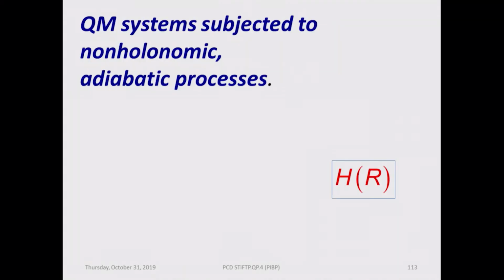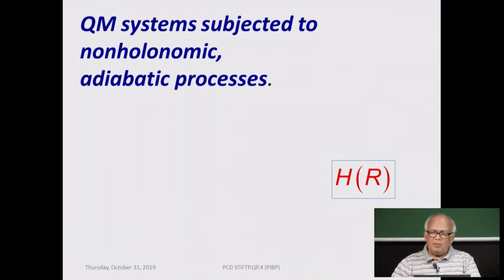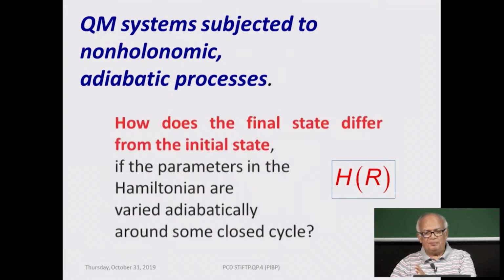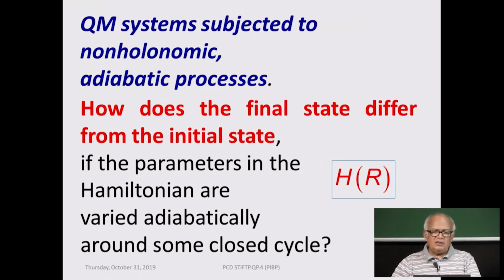So, we are now going to work with quantum systems, which are subjected to non-holonomic adiabatic processes, and the changes are brought about because of a Hamiltonian which depends on an external parameter r. Okay? And the question is, how does the final state differ from the initial state?